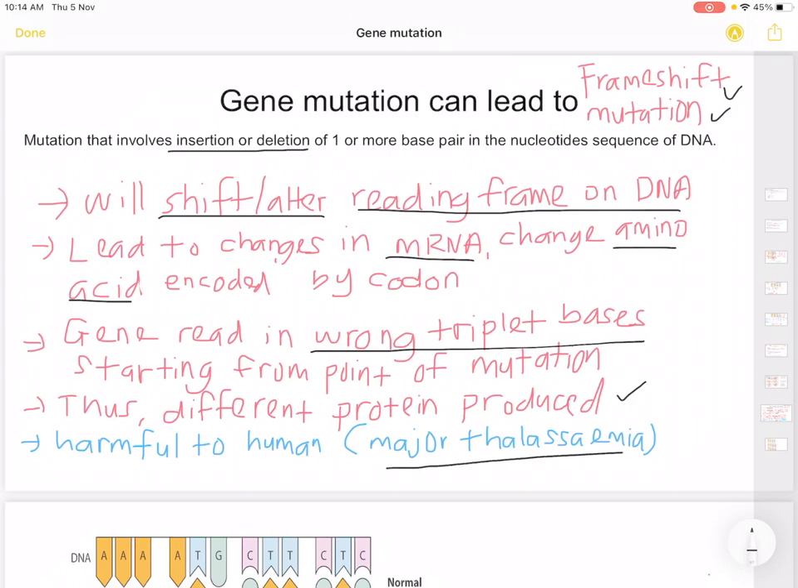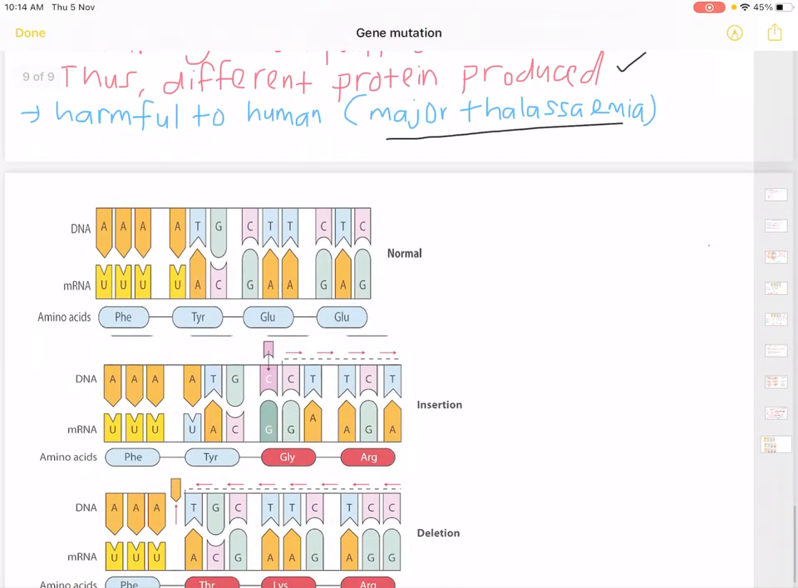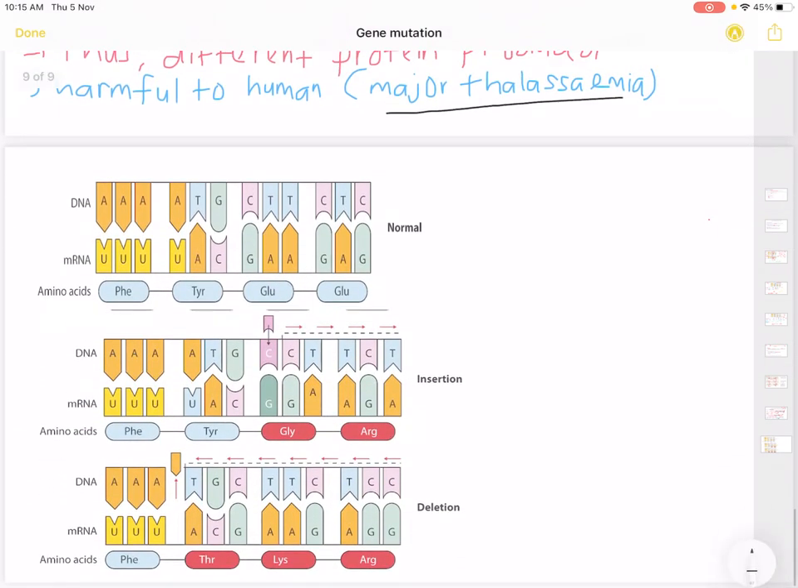How do base insertion and base deletion lead to the frameshift mutation? So now we're going to see that this is our normal DNA. In the normal DNA, we have AAA, ATG, CTT, and CTC. When the DNA undergoes transcription, it will produce the normal mRNA of these bases, and this mRNA undergoes translation to produce these 4 amino acids.